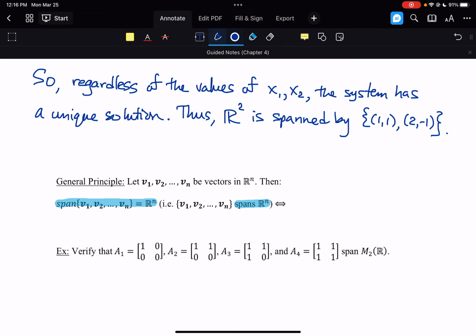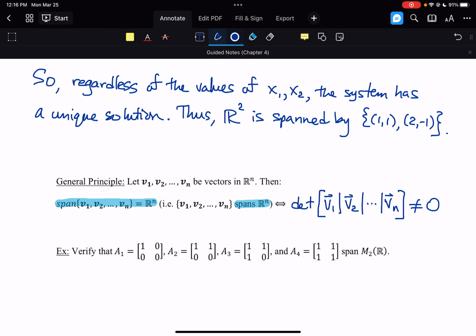So that set of vectors will span Rn if and only if the determinant of the matrix whose columns are the vectors v1, v2, all the way to vn is non-zero. So the set of vectors spans Rn if and only if the determinant of the matrix created by putting the vectors into the columns of the matrix is non-zero.